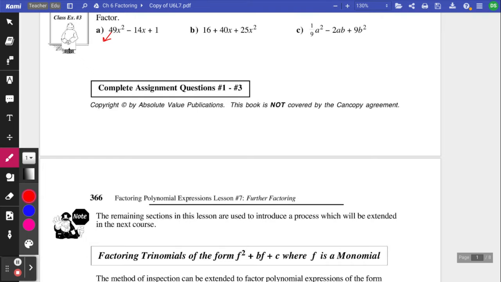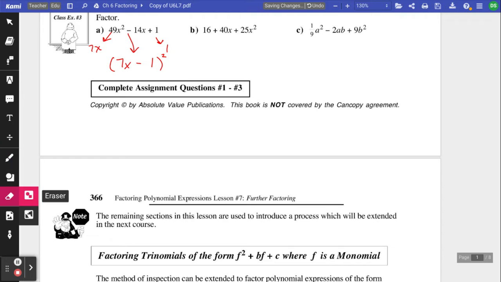So this has a square root of 7x. This has a square root of 1. Times those together, 7x. Times it by 2 or take another 7x, you get 14x. Yeah, this works. Okay, so guess what this is going to be when you factor it? 7x and a 1 and the sign of the middle term. And then you're going to square that. That's how quickly you can factor a perfectly square trinomial. See it?